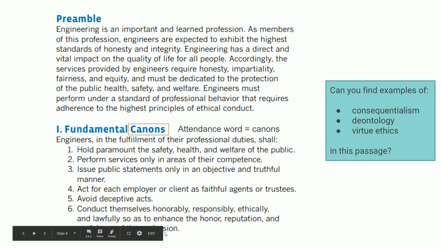Right, so this concern about the profession shows up even in the canons. A lot of discussion about deceptive acts, acting as a faithful trustee, an agent, issuing statements in an objective and truthful manner. Lots of concern about honesty. Honesty is mentioned explicitly in the preamble: honesty, impartiality, fairness.